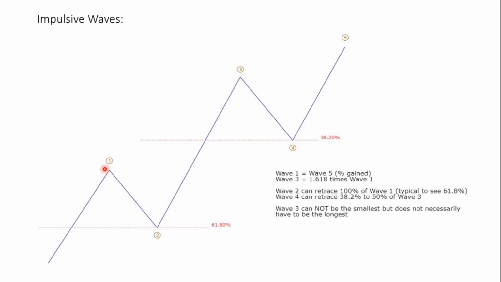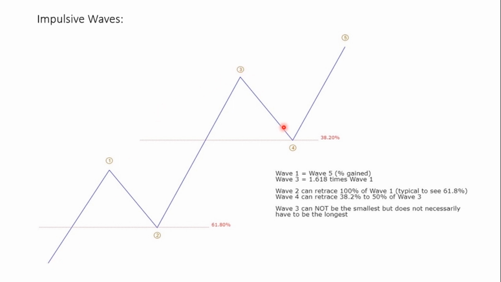The 2 corrective waves are wave 2 and wave 4, and it can alternate. So if this wave 2 is sharp to the downside, we should see a sideways correction for a wave 4. Typically, we tend to see the sharp correction happen in a wave 2, and at the very least, we should be looking for a 61.8% Fibonacci, but do understand that this can retrace 100% of the prior degree wave 1.